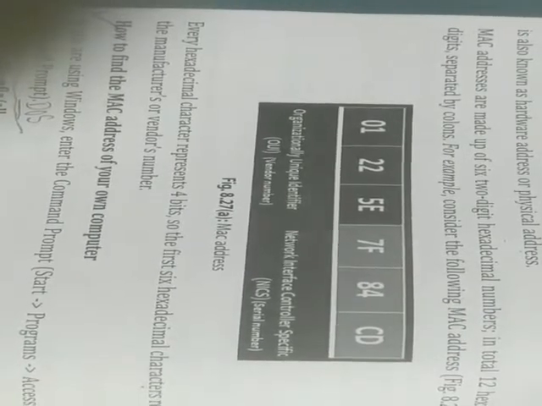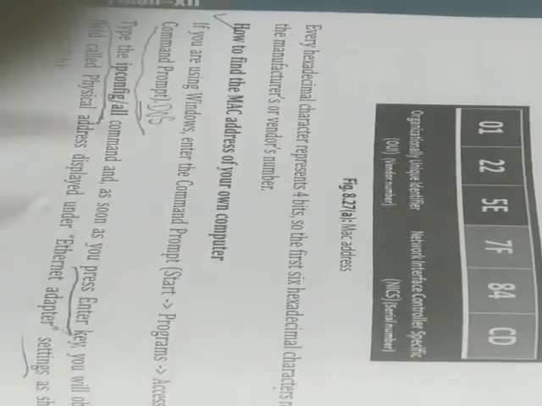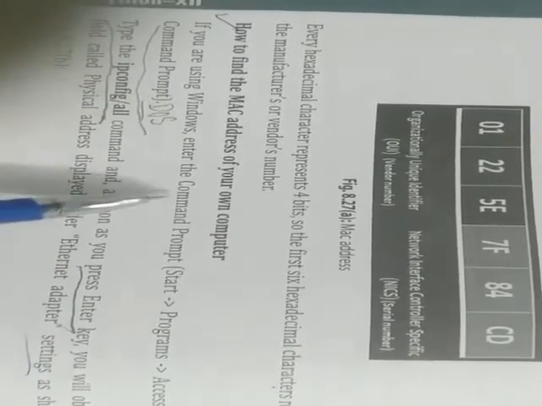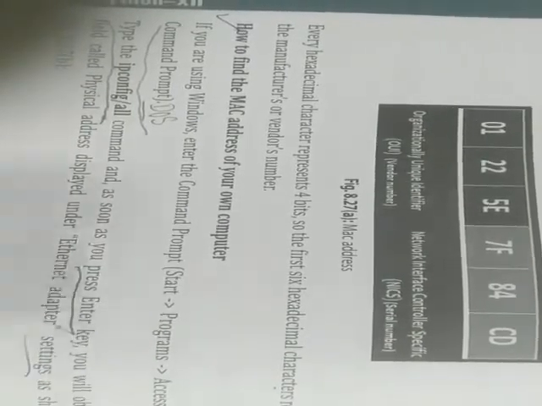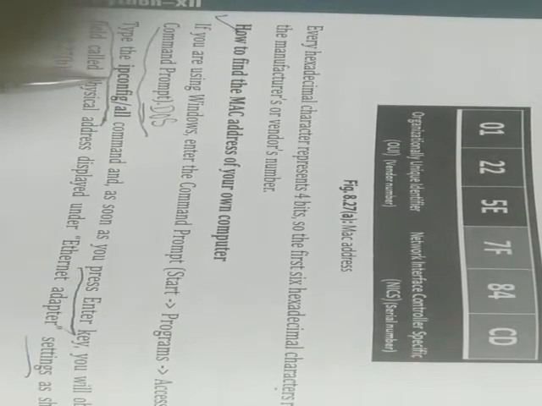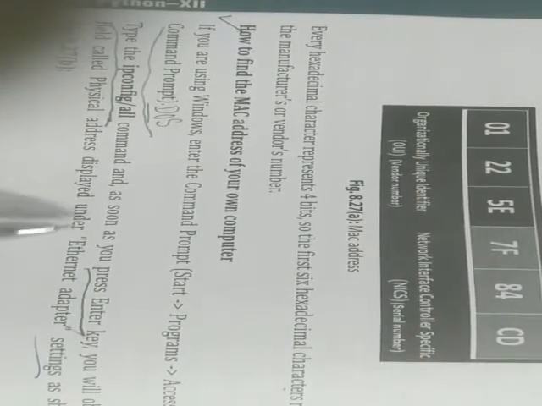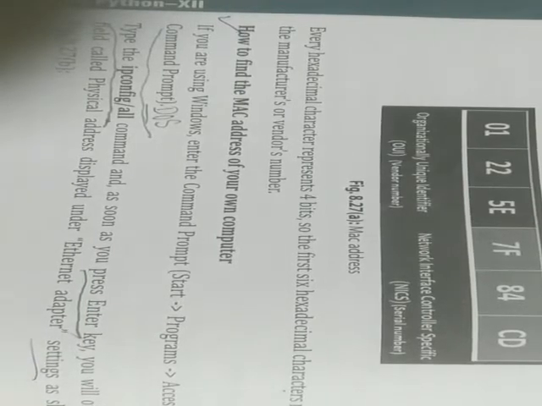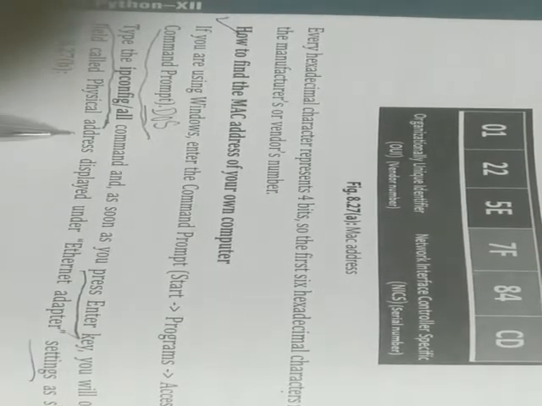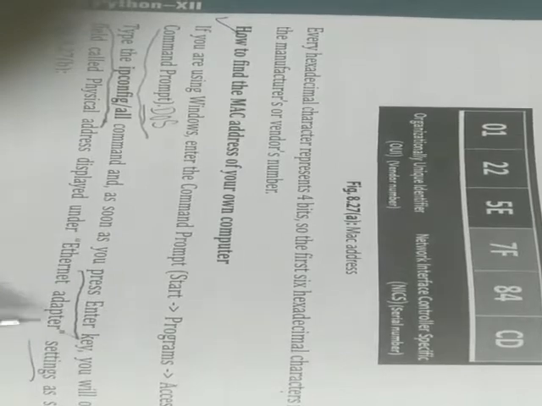How to find the MAC address of your own computer? If you are using Windows, open the command prompt: Start, Programs, Accessories, Command Prompt, and type the ipconfig /all command. As soon as you press the Enter key, you will observe a field called Physical Address displayed under Ethernet adapter.